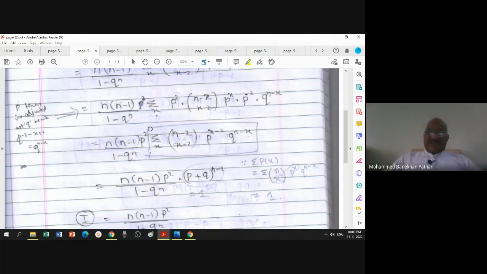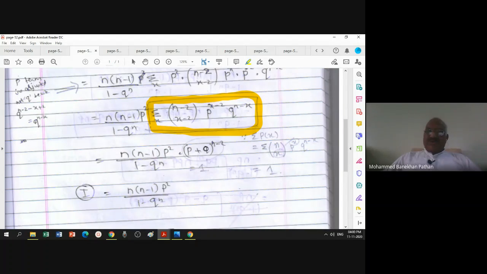Now what is the answer of this entire square bracket? According to the binomial theorem, this is nothing but p plus q, and the power is the addition of these two, that is n minus 2. But what is p plus q? We know probability of success plus probability of failure is always 1. So 1 to the power anything is 1, so you can drop this quantity. Therefore, I got the expression for the first, that is n multiplied by n minus 1, p square divided by 1 minus q raised to n.